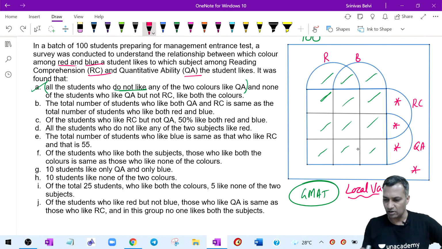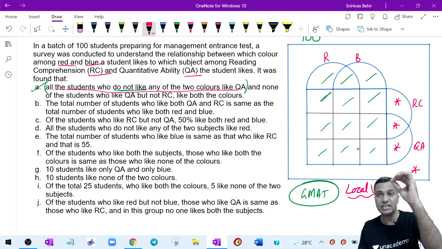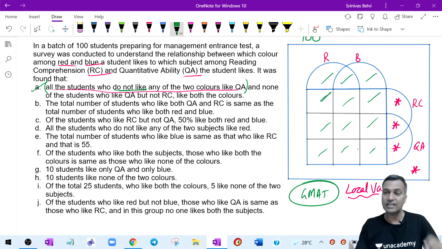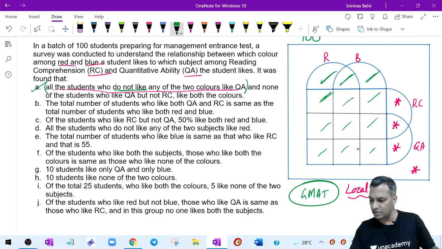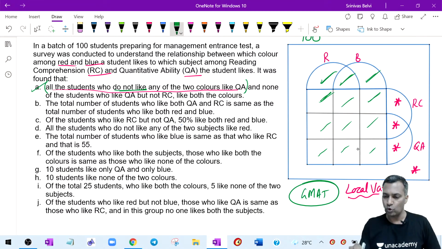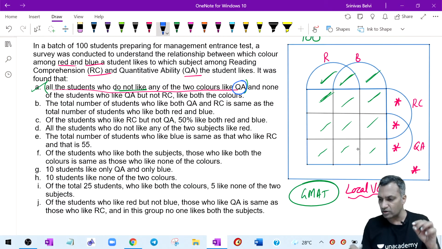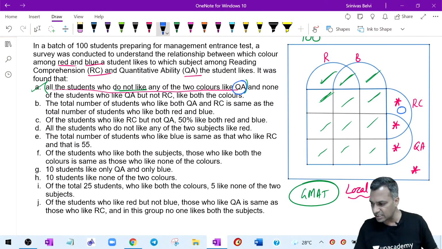So all students who do not like any of the 2 colors like QA. Meaning what? These stars are the students who do not like any color. Anybody who likes at least one of the colors, I put the tick. Who do not like any of the colors, I put the stars. Now they like QA. They like QA means what? This is 0, because if you write here, they like only RC. Is there a QA in this? Yes, there is a QA in this.